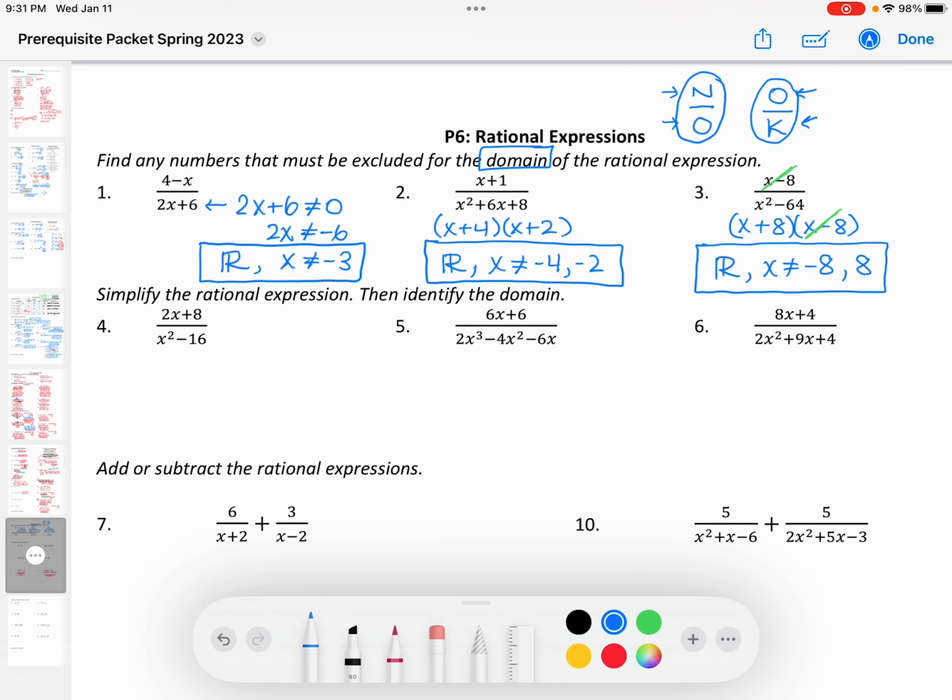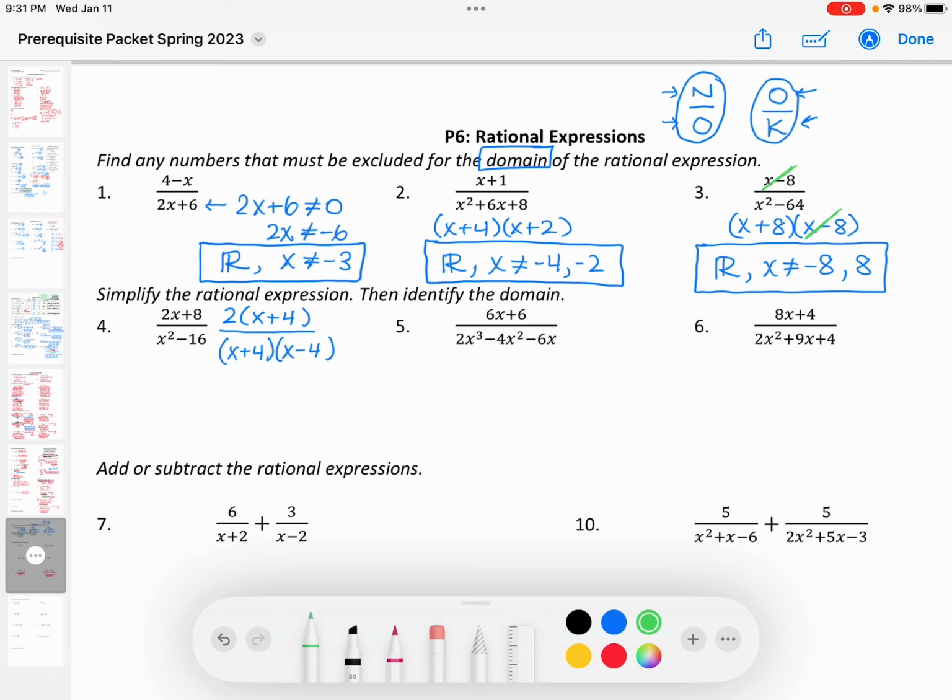And when we talk about simplifying, I'm talking just about that. For example, you can't reduce this 8 and the 16 because there's adding and subtracting here. The only time you're allowed to reduce is when things are multiplied. So that's the reason that I always start out by factoring, because then I have 2 times x plus 4 and x plus 4 times x minus 4.